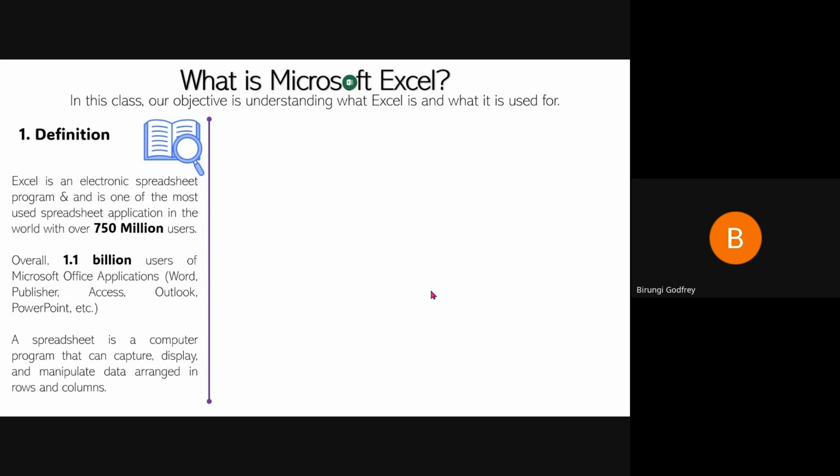All right. By definition, Excel is an electronic spreadsheet program, and it's one of the most used spreadsheet applications in the world right now. I keep telling you about the 750 million users, and this number has been growing. This particular tool has been chosen by so many people, including yourself. You're part of the 750 million users across the entire world. Now, you might be asking yourself, what is a spreadsheet program? This is any system that you use that captures and displays your data or manipulates your data, for as long as it's arranged in rows and columns. That qualifies to be a spreadsheet program.